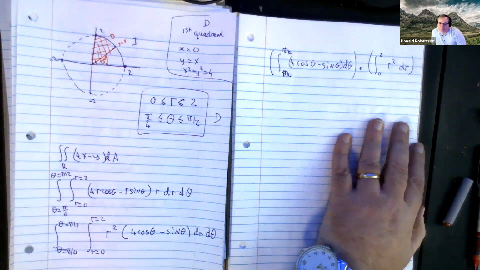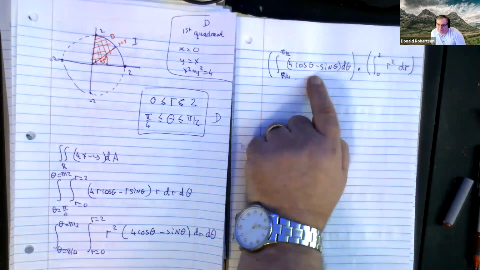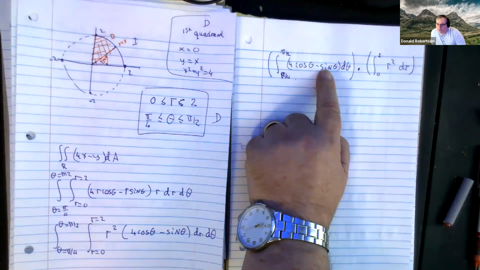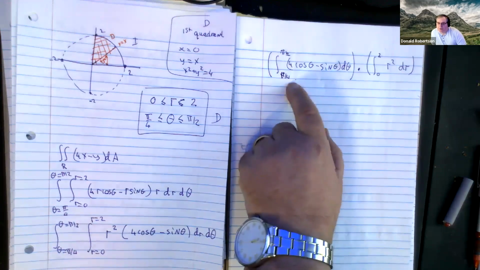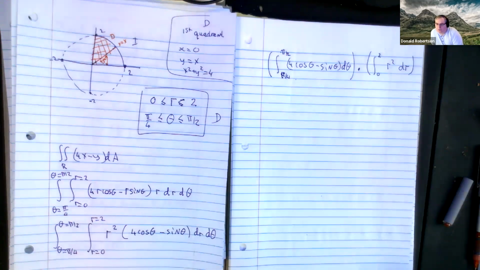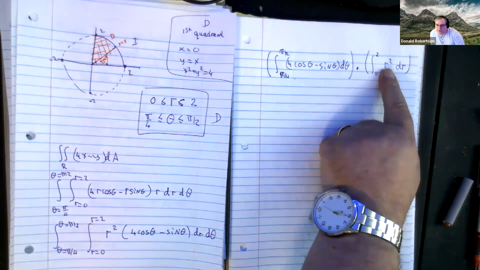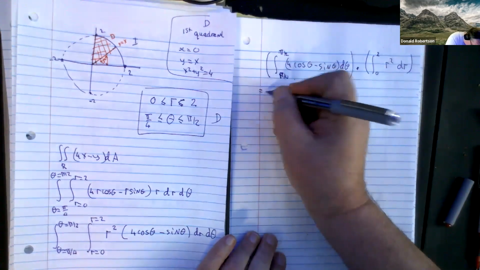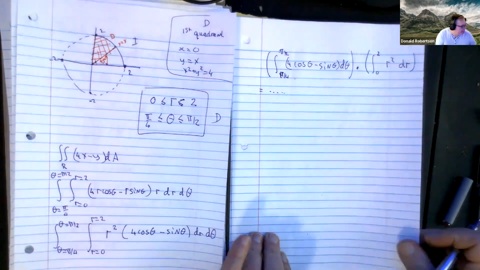Right. That's as far as I'm going to take this one, because I think that's a very simple integration, right? You're just going to get 4 sine theta plus a cosine theta, and you're going to plug in pi upon 2 and pi upon 4. And this guy here is just going to get you 1/3 r cubed from 0 to 2. So dot, dot, dot, dot. That's the end of that one.